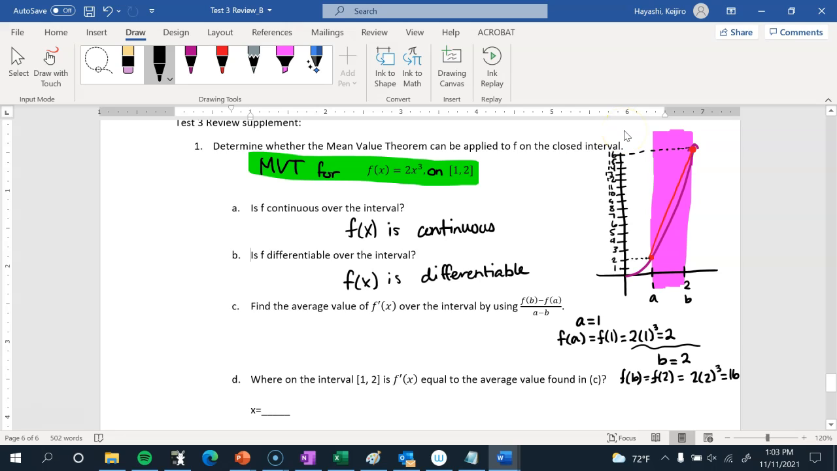So you're basically going to be putting it together. Oh, also, this should be b minus a, okay, rather than a minus b. So this is simply the same as y2 minus y1 over x2 minus x1. If you plug all these in: 16 for f of b, 2 for f of a, 2 for b, and 1 for a.